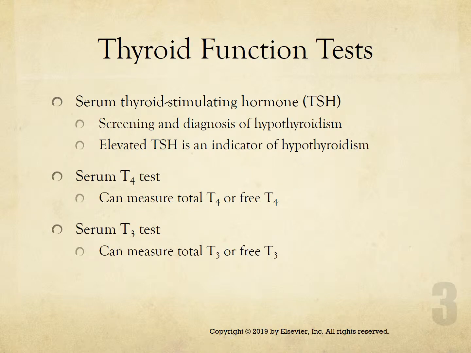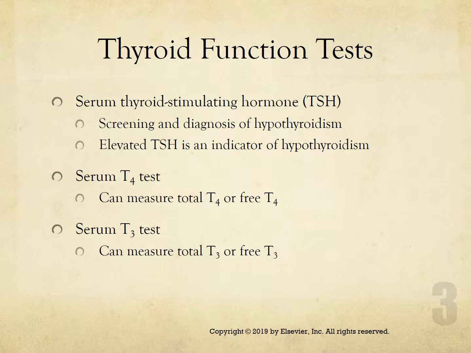So what tests do you perform to measure the thyroid hormones? You first would measure a TSH. That's usually what you're going to use as your screening and diagnostic for hypothyroidism, because an elevated TSH is an indicator for hypothyroidism. So normally in practice, if you just need to order one test to check a person's thyroid, whether routinely or while they're starting or on medication, it's going to be the TSH.